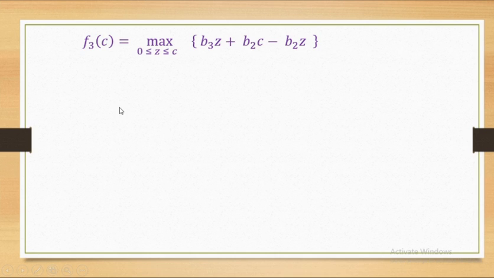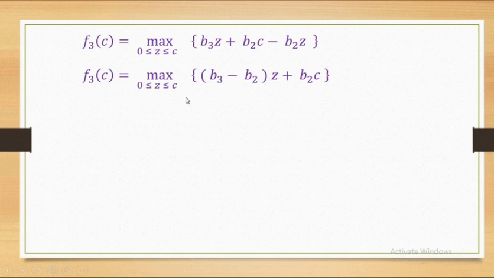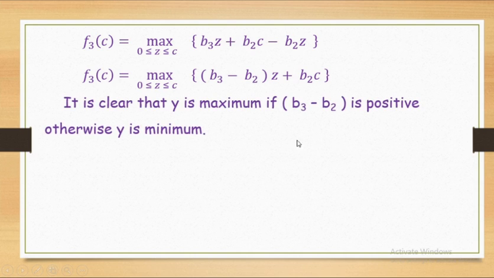Again collect the terms of z. We get f3 of c is equal to the maximum over 0 less than or equal to z less than or equal to c of (b3 minus b2) of z plus b2 of c. Again applying the same procedure, it is clear that y is maximum if b3 minus b2 is positive. Otherwise it will be minimum. This value will be positive. We get the maximum value of f3 of c.